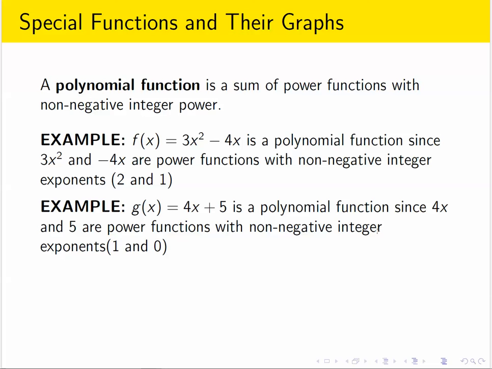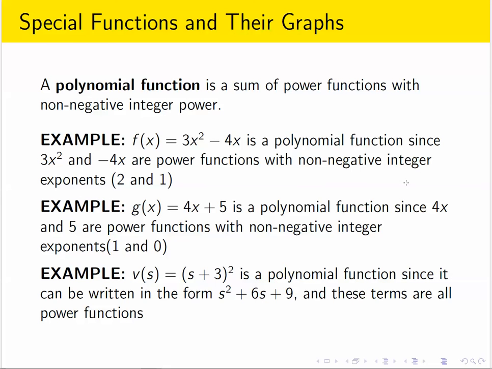4x plus 5 is also a polynomial. 4x is the same as 4x to the 1, so that's a power function. 5, you can think of that as the same as 5x to the 0, because raising something to the 0 just gives you 1. So 5 is the same as 5 times x to the 0, and this is also a power function. So we have a power function plus a power function, that's a polynomial.